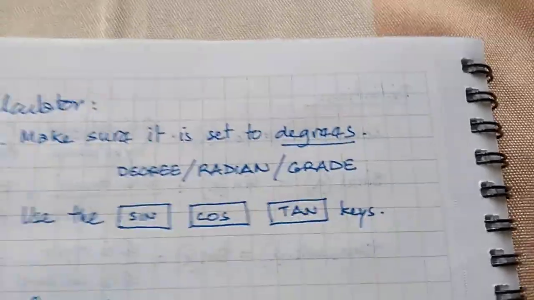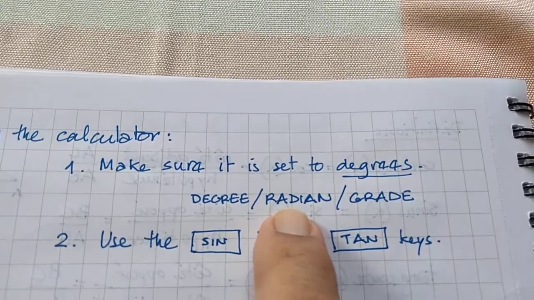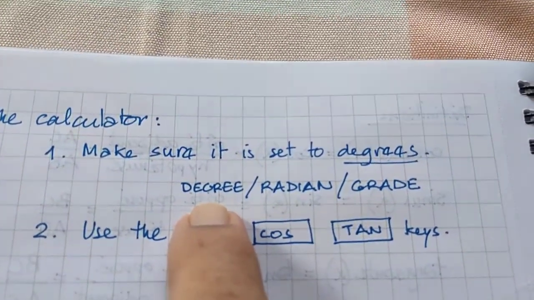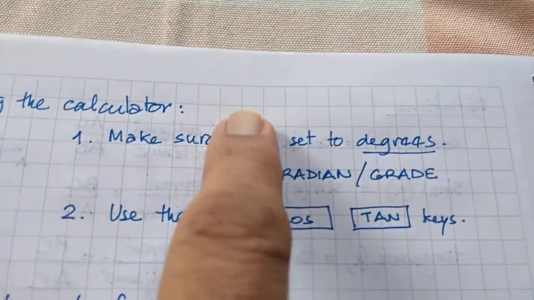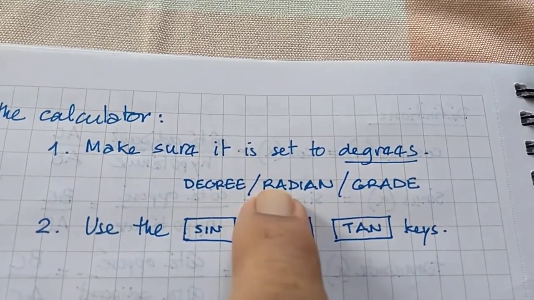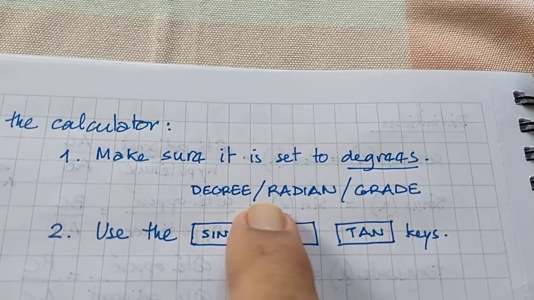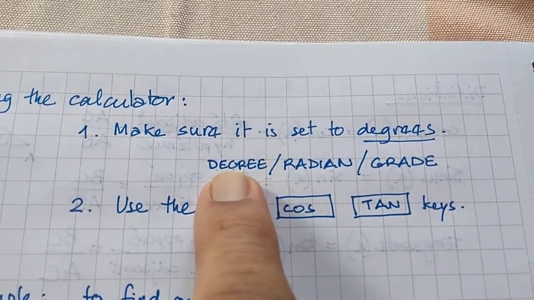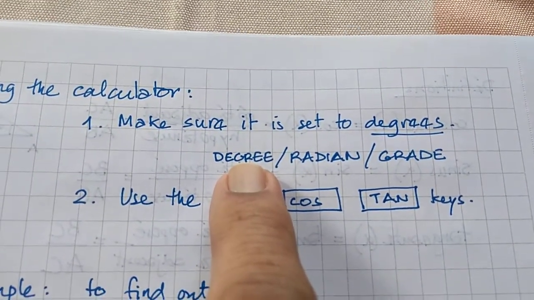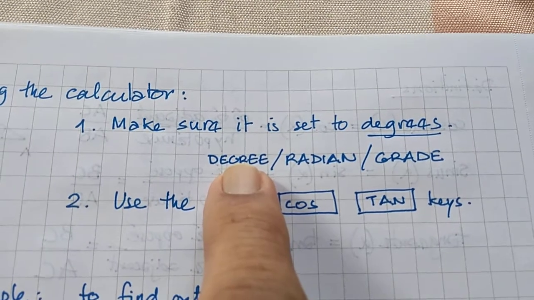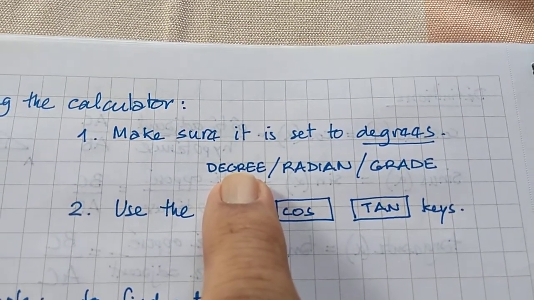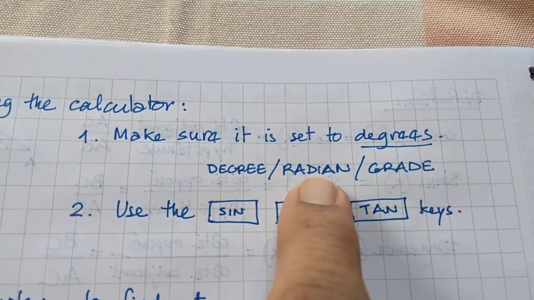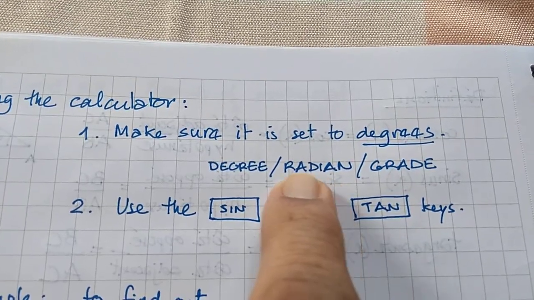So how do you make sure that you have set your calculator to degrees? In most calculators there will be an indicator on the top of the display saying D, R or G. You have to find out from your calculator. You can Google it, but you have to turn it to degrees, because otherwise if you try to find out tan of 30 degrees, it might give you tan of 30 radians if it has been set to radians.